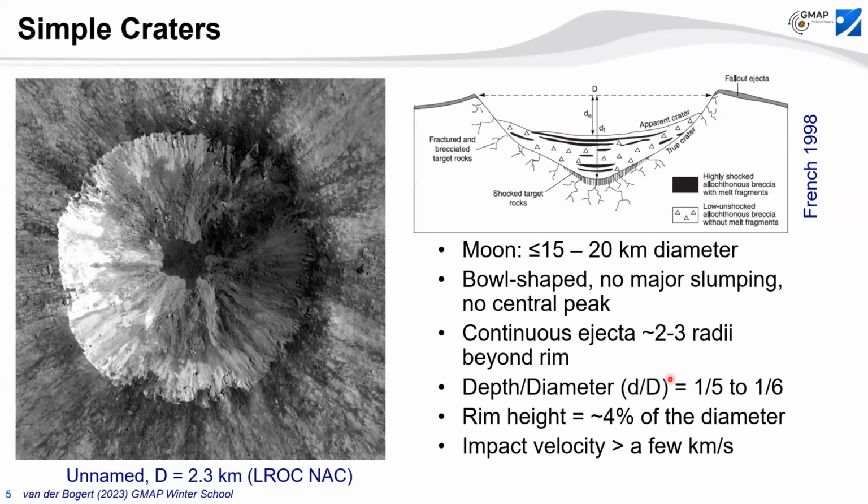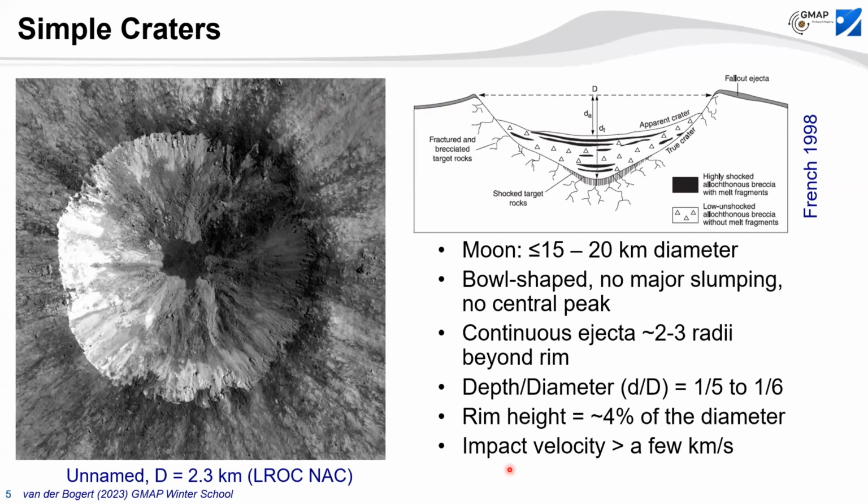Also, the depth to diameter range is pretty well studied, and the depth to diameter ratio is about 1 to 5 to 1 to 6 for the simple craters. Although that's something people look at in great detail, because it partly depends on what kinds of rocks are being impacted, so those are interesting details that are still being worked out. And typically for the simple craters, the rim height is about 4% of the diameter, so that it stands up above the original surface elevation.